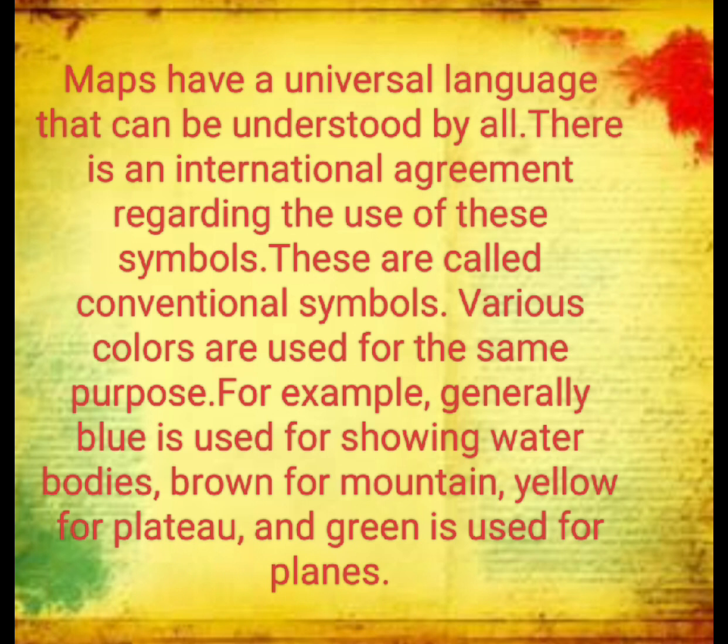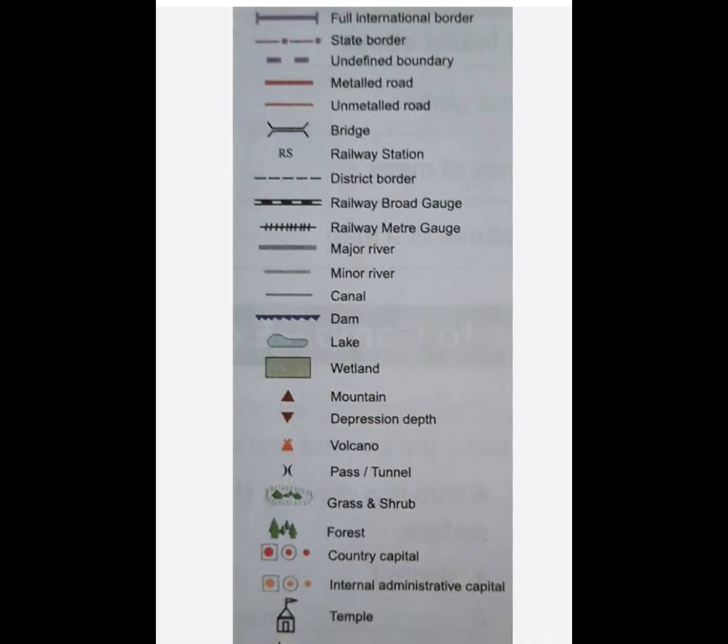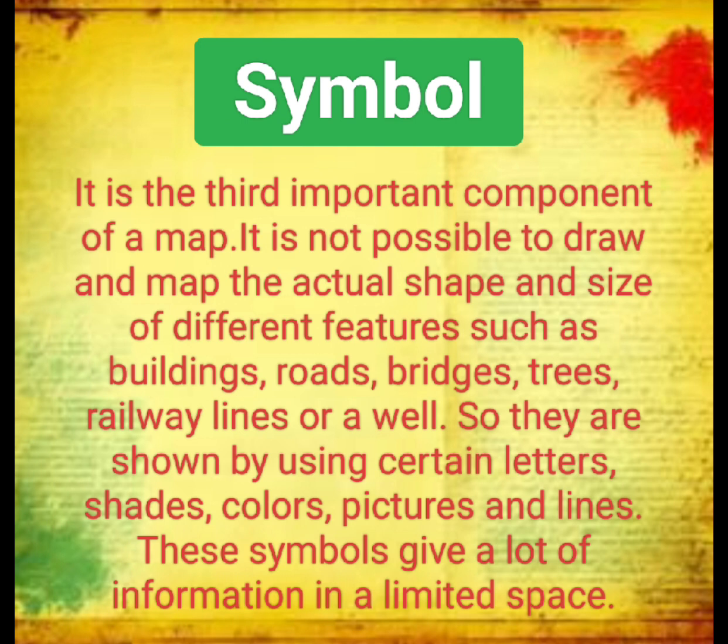Even if you don't know the language of an area and therefore cannot ask someone for directions, you can collect information from the map with the help of these symbols. There is an international agreement regarding the use of these symbols. They are called conventional symbols. These colors are used for the same purpose. For example, generally blue is used for showing water bodies, brown for mountains, yellow for plateaus, and green for plains.